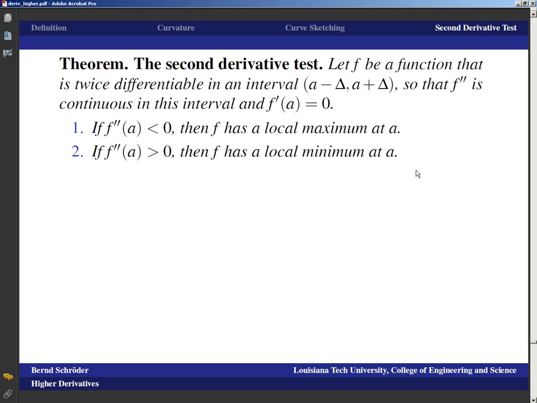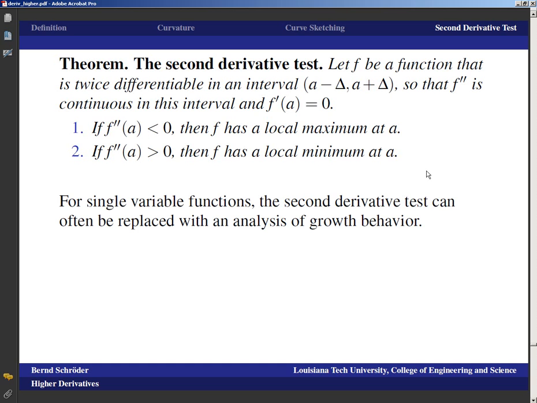In our final slide, we're going to talk about how that test comes about. This is something that can be memorized, but there actually is a way to really see this conceptually, and I'll talk to you about that on the last panel. Right now, I'd like to also mention, however, that for single variable functions, the second derivative test can often be replaced with an analysis of the growth behavior.